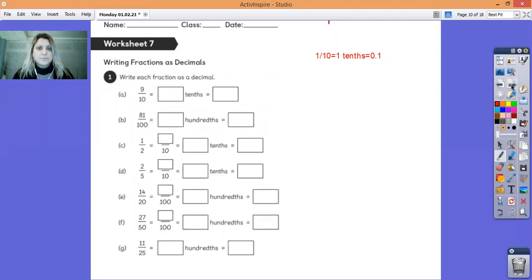Same thing here in our worksheet, we will have to write each fraction as a decimal. What you want to keep in mind is that 1/10 can be written also this way, and it will actually equal 0.1, and that's where they would like you to write here. Obviously here, we don't have 1/10, we have 9/10. So how do we change that compared to what I've written here?